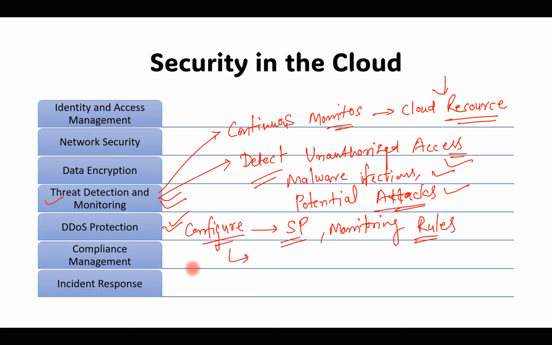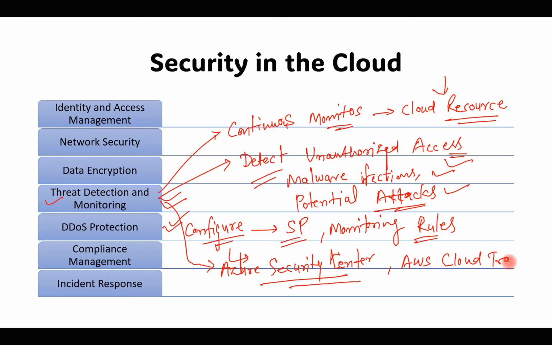And what are the services available from the cloud provider point of view? We have Azure Security Center. We have AWS CloudTrail. We have Google Cloud Security Command Center. Lastly, for Oracle Cloud, we have OCI Logging. So these are the services which help us with threat detection and monitoring.